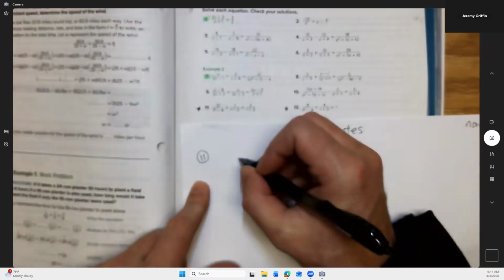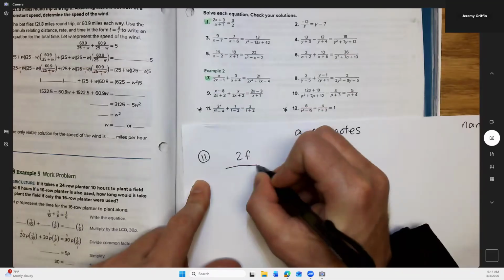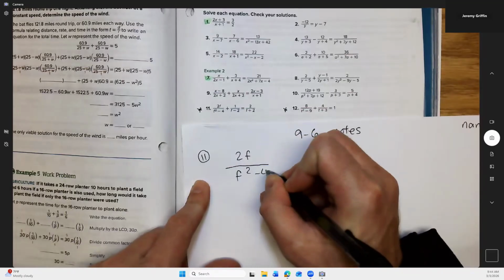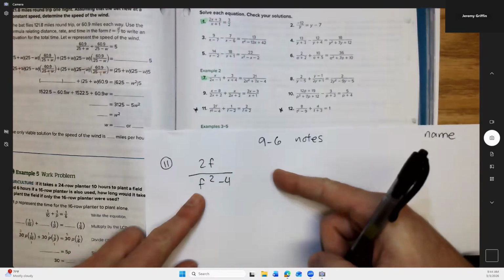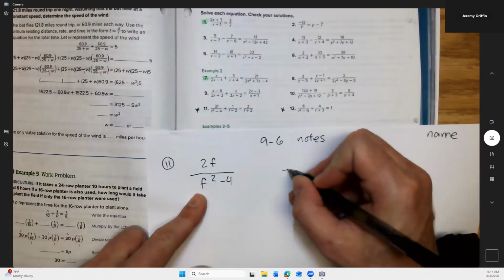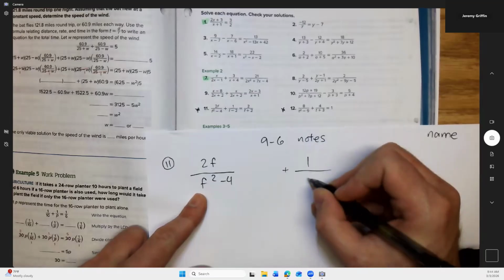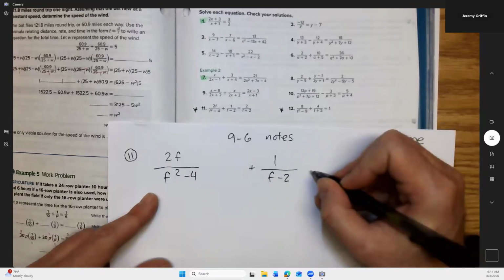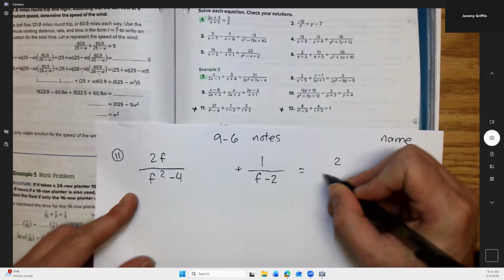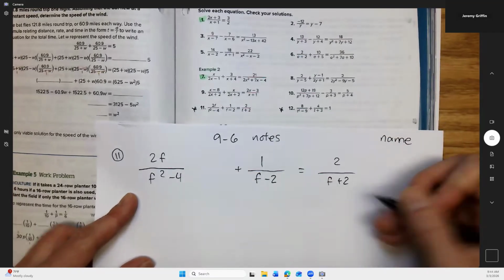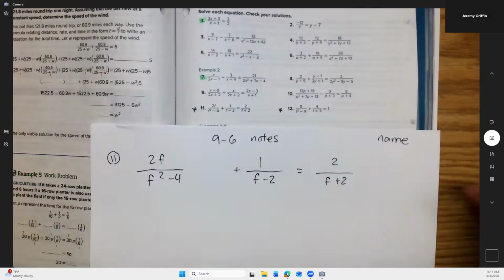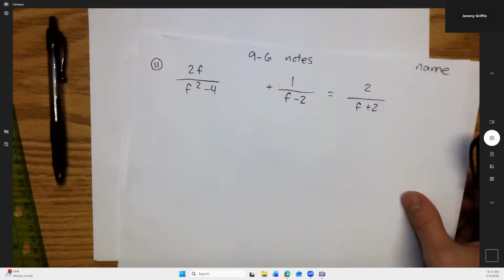We've got 2f over f squared minus 4. Now I'm going to leave a space for a common denominator. You know a common denominator, right? Because we're adding a different fraction: 1 over f minus 2. And that's equal to 2 over f plus 2. I just took number 11 and copied it right here.